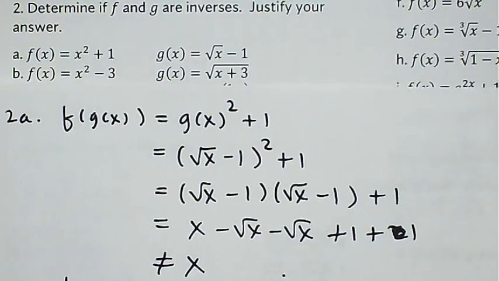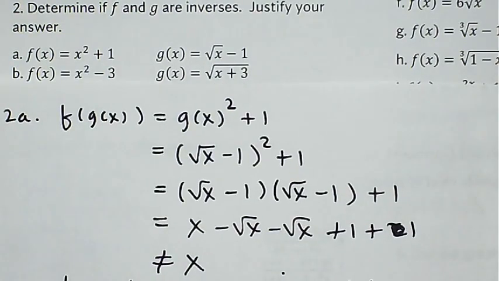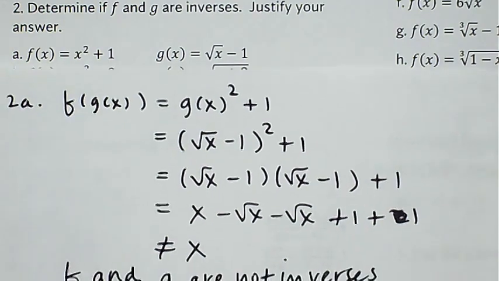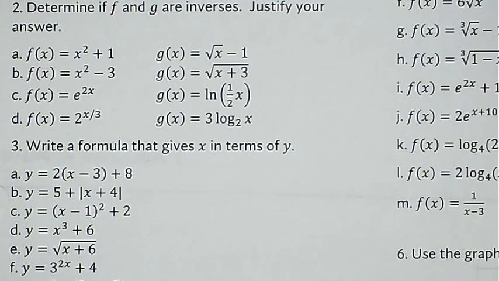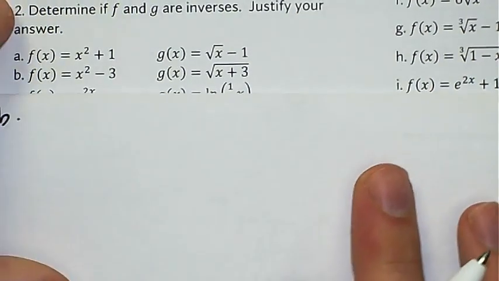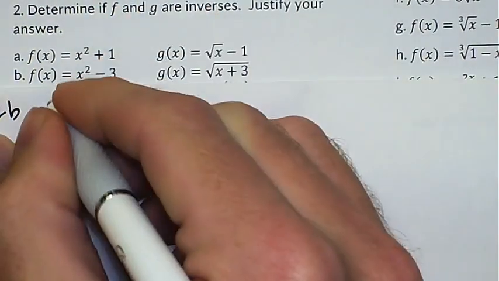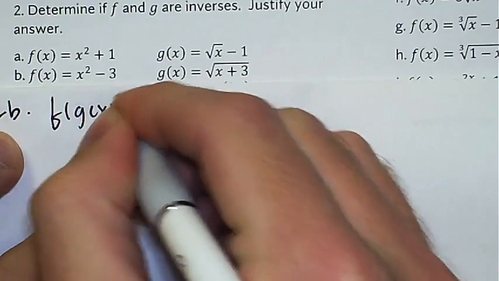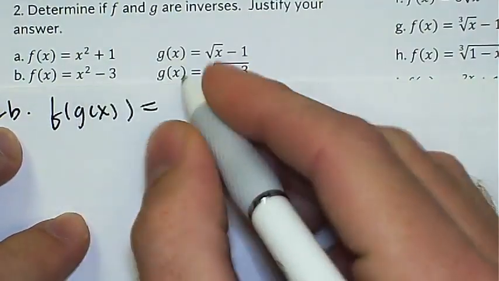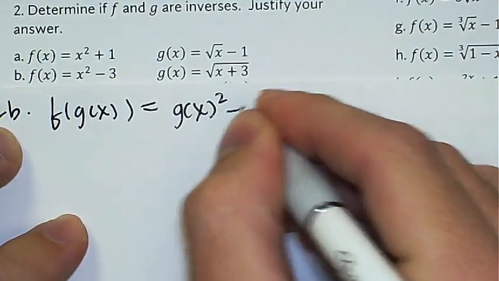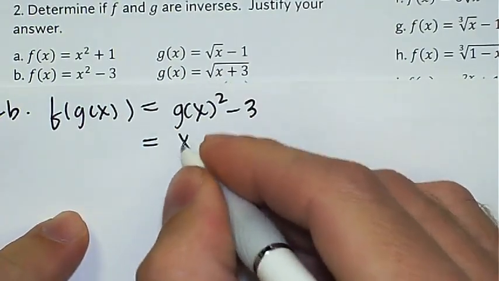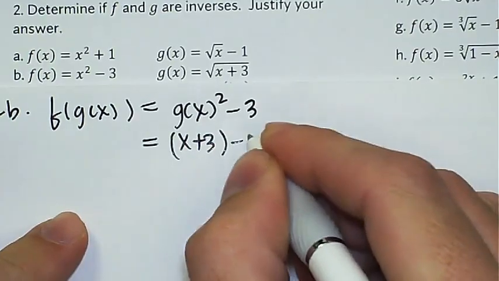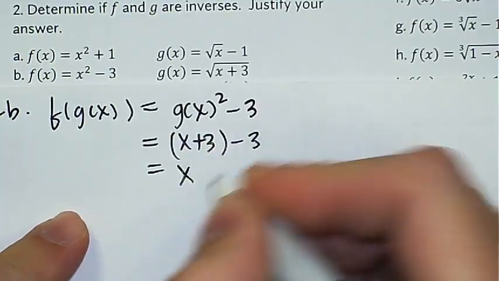All right, for 2b, we've got x squared minus 3 and the square root of x plus 3 with the plus 3 on the inside. And I do think these are going to be inverses of each other. So let me fold my paper. And f of g of x is going to equal g of x squared minus 3, which is going to be, I square that square root, I get an x plus 3, and then subtract 3. Hey, that's just x. That's a good sign.